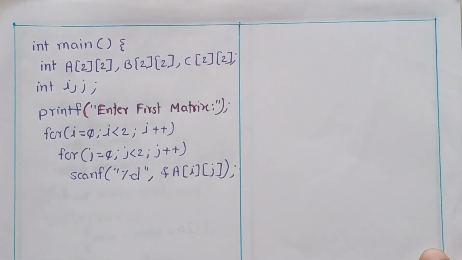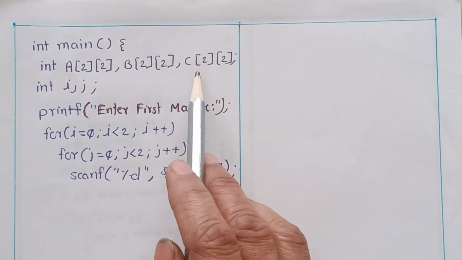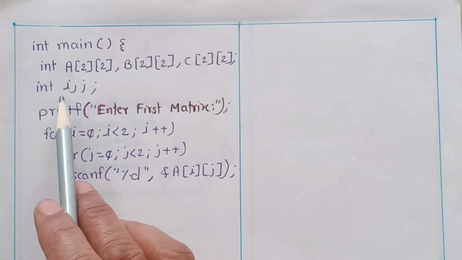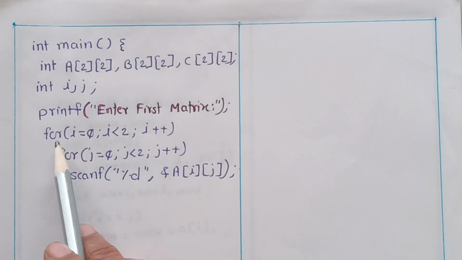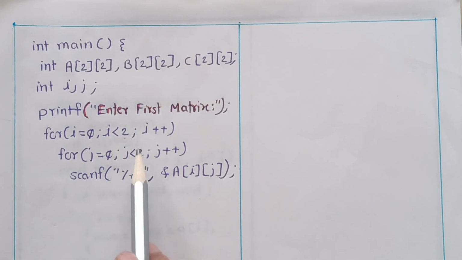So in the main program, what are we declaring? 3 matrices here, A, B and C. So we are taking 2 by 2 matrices, and int i and j are for loops. So first matrix we are reading here, how to read? For i equal to 0, i is less than 2 and i plus plus. So only a 2 by 2 matrix we are taking. So row size is 2 and column size is 2 we are taking here.